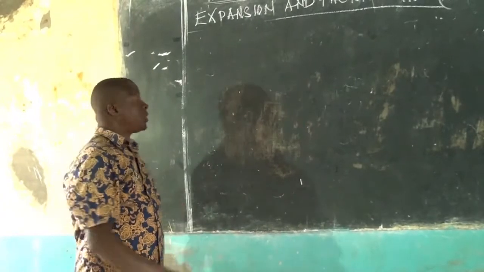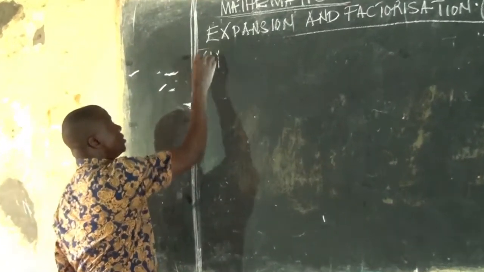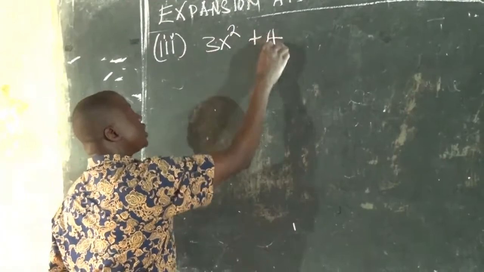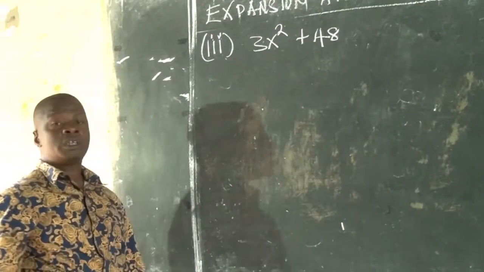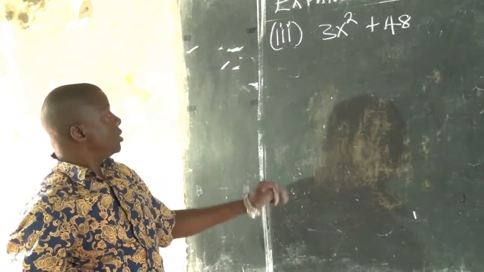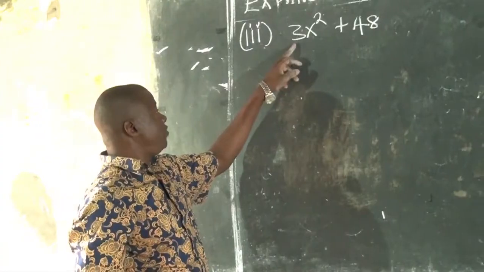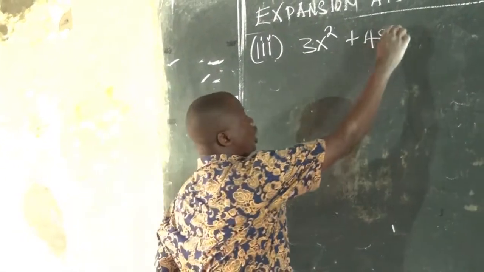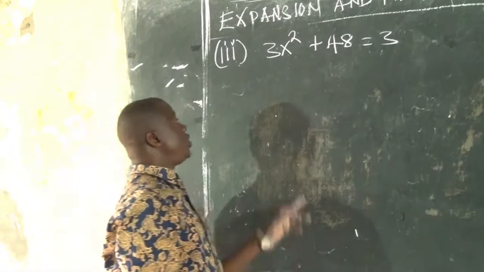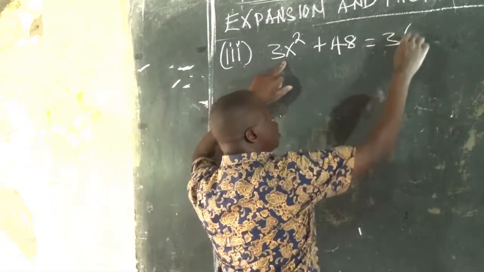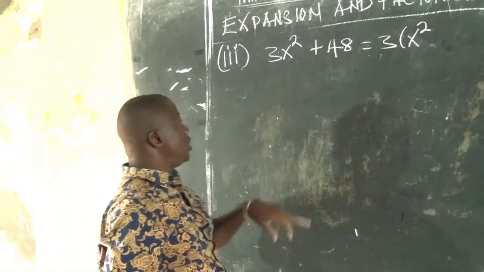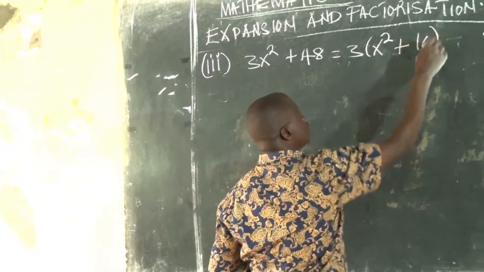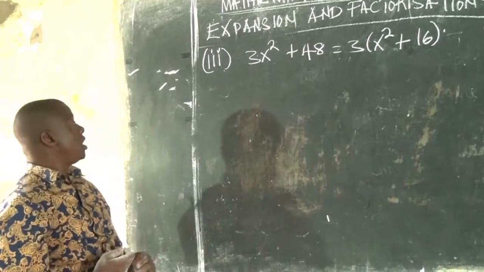Let's look at example 3. We have 3x squared plus 48. There is something common between 3 and 48. The common factor is 3. So we shall divide this one by 3. It gives x squared. Then divide this one by 3. It gives 16. So that is our answer.